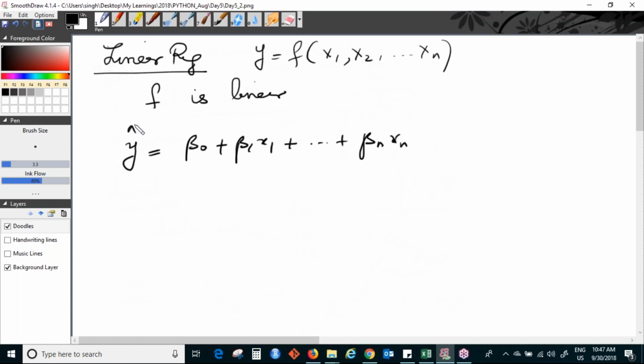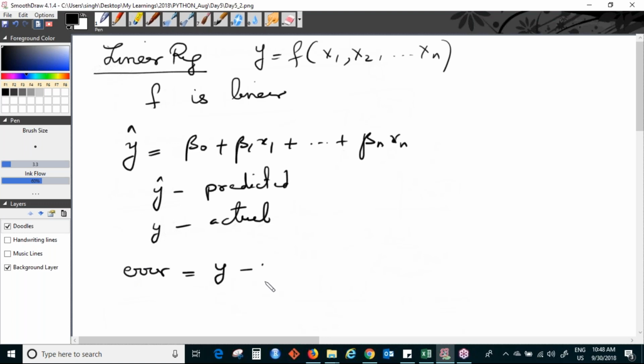Let me write y hat. Instead of y I am writing y hat. What is y hat? Y hat is the predicted value. Y is usually used for the actual value and y hat is used for the predicted value. So I should put y hat here instead of y, because this is the equation to get the predicted value, not the actual value. And the error is actual minus predicted, or y minus y hat.